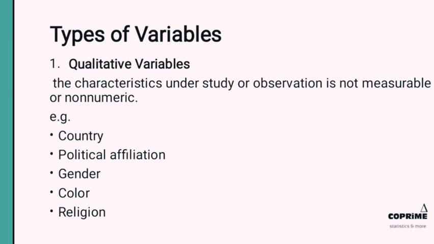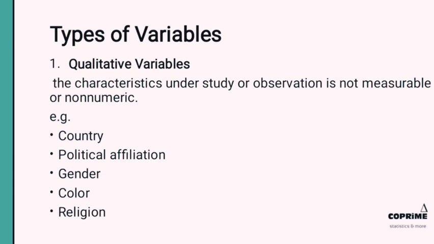Now let's look at the types of variables. We are going to differentiate between the types of variables. There are two types of variables to be considered. We have qualitative variables and quantitative variables. For qualitative variables, the characteristic under study or observation is not measurable. This means that they cannot take numeric values, hence they are non-numeric. They cannot take values like 4, 5.5, 7, 8.4, or 9.2. They can't take any numeric value.